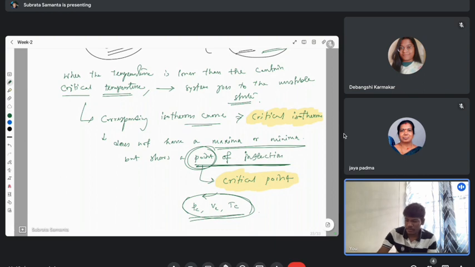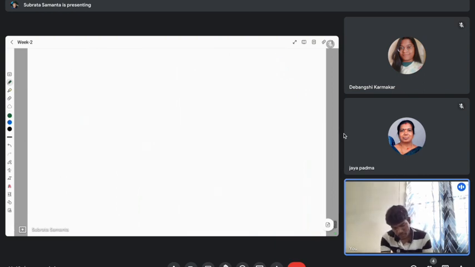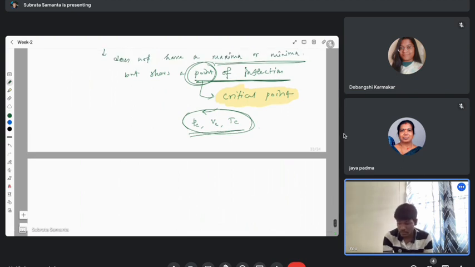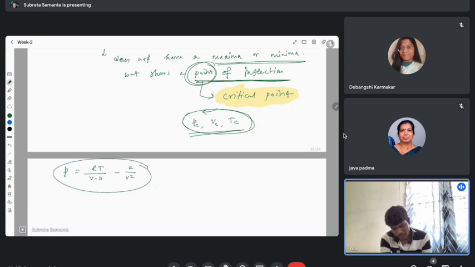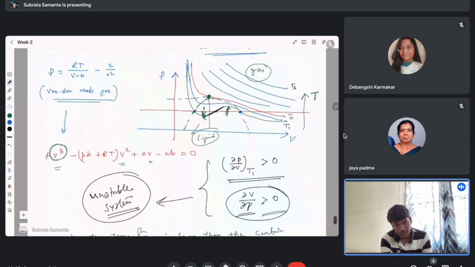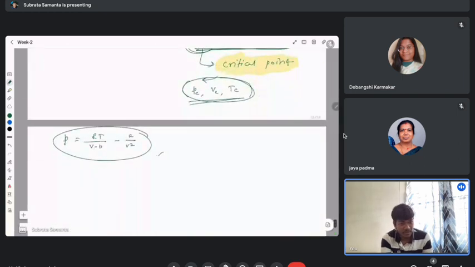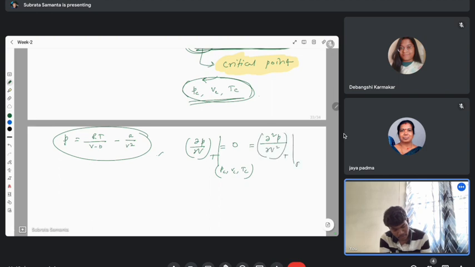Now let's calculate, for a van der Waals gas, how to calculate PC, VC, TC. It's easy once we know the conditions. So P is RT by V minus b minus a by V square. What are the conditions when we calculate PC, VC and TC? The condition is that there is a point of inflection, no minimum, no maximum. So the first derivative del P del V at constant T is 0 at the critical point PC, VC, TC, and the second derivative is also 0.